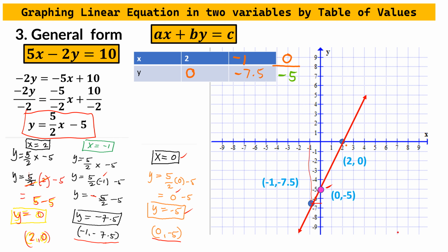So I hope everyone was able to graph linear equations in two variables using the slope-intercept form, using the x and y intercepts, and graphing it by the table of values.